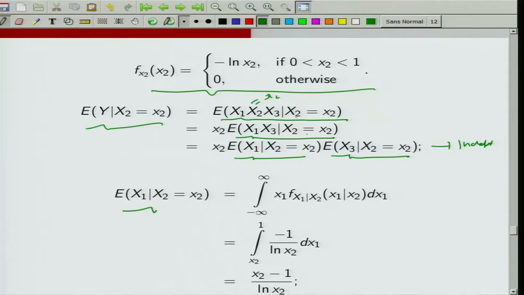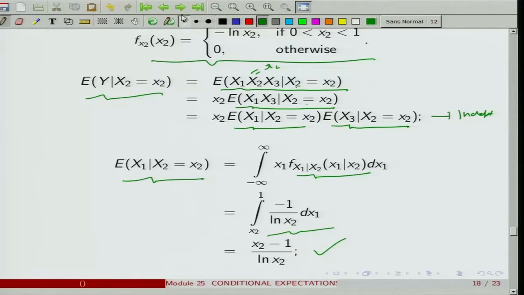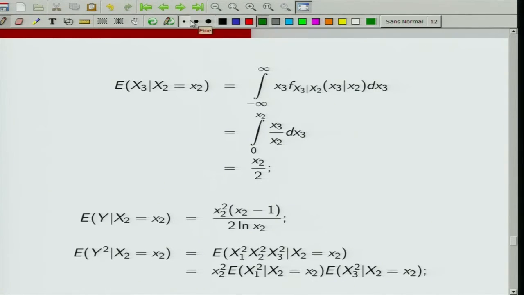Now, one can find E[X1 | X2 = x2] because you have found the PDF of X1 given X2, which is this quantity. So, this turns out to be this quantity. Similarly, for E[X3 | X2 = x2], you have found the conditional PDF of X3 given X2. So, this turns out to be this quantity, which is nothing but x2 by 2.